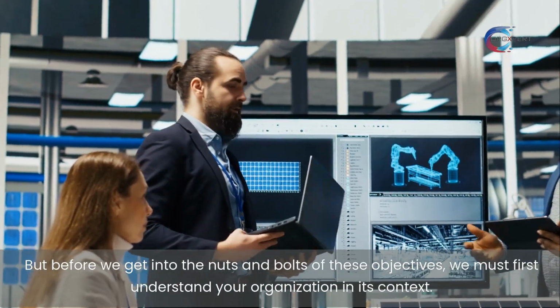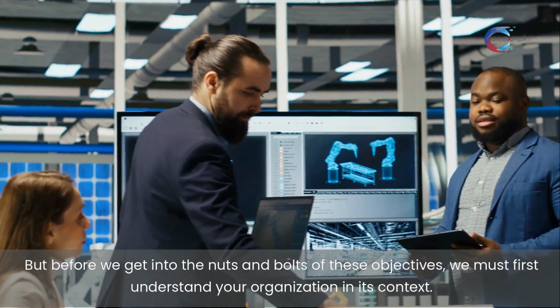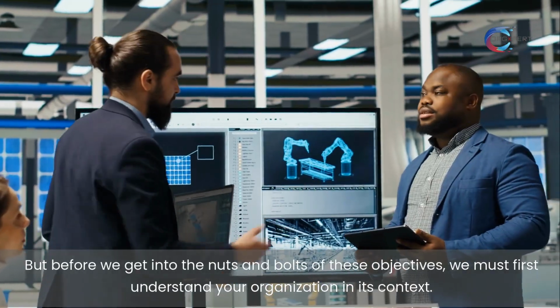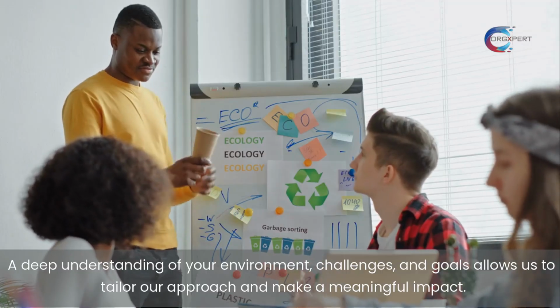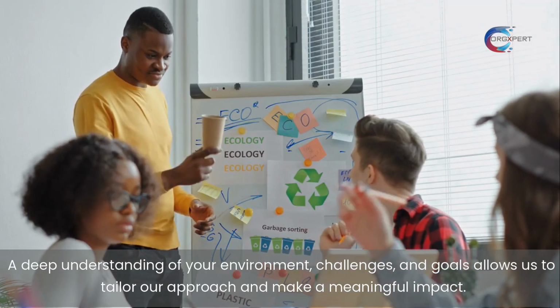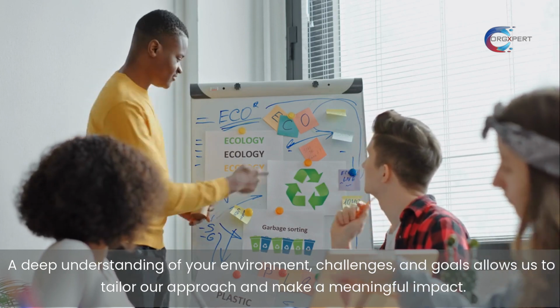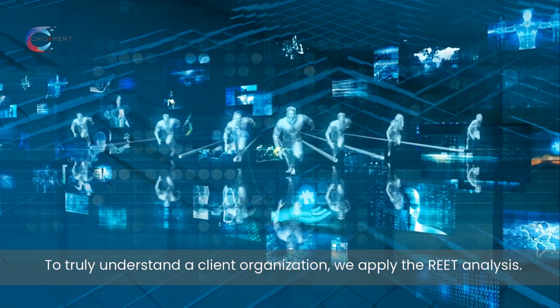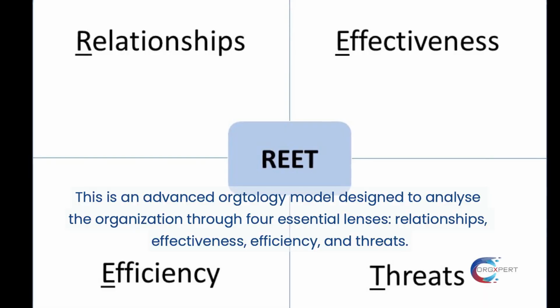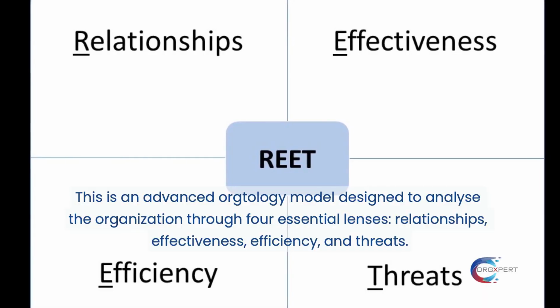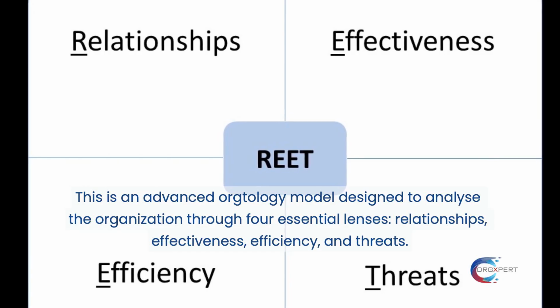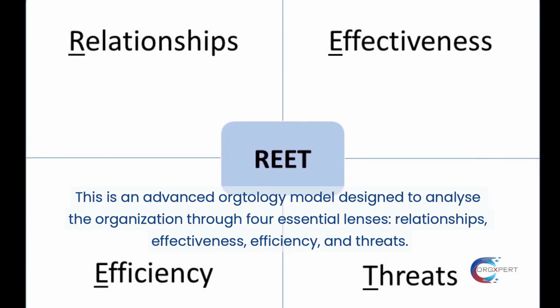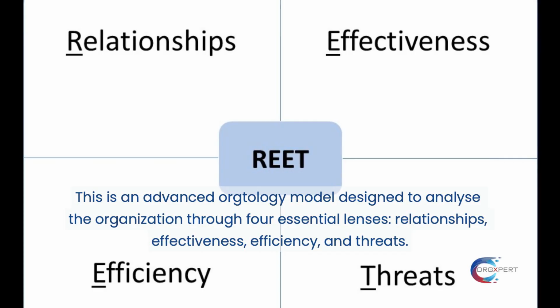But before we get into the nuts and bolts of these objectives, we must first understand your organization in its context. A deep understanding of your environment, challenges, and goals allows us to tailor our approach and make a meaningful impact. To truly understand a client organization, we apply the REAT analysis. This is an advanced orgtology model designed to analyze the organization through four essential lenses: relationships, effectiveness, efficiency, and threats.